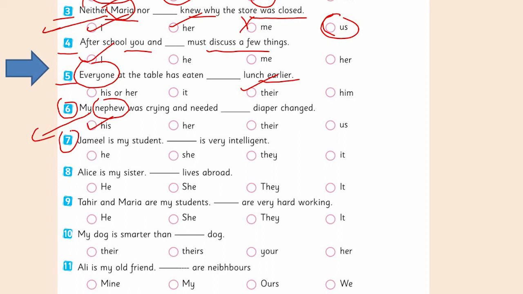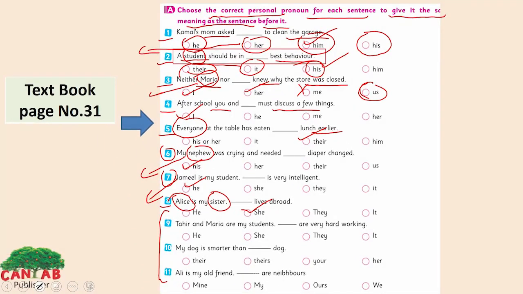Jamil is my student, is very intelligent. Here it is a masculine noun and one singular person. So we will choose, yes, he is very intelligent. Look at the eighth one. Alice is my sister, lives abroad. Alice is a sister means here that she is a feminine noun here, and she lives abroad. Yes, she lives abroad. I want you to do the rest of the sentences by yourself.